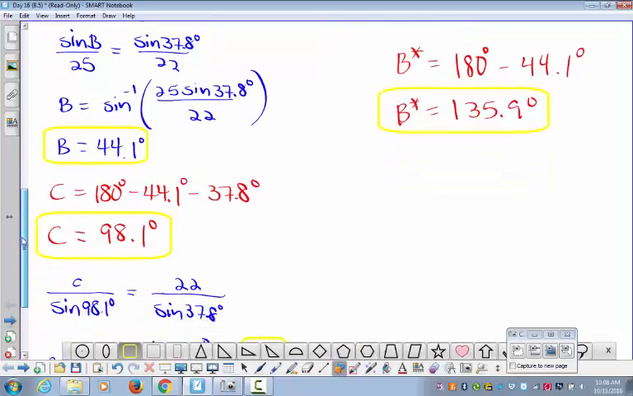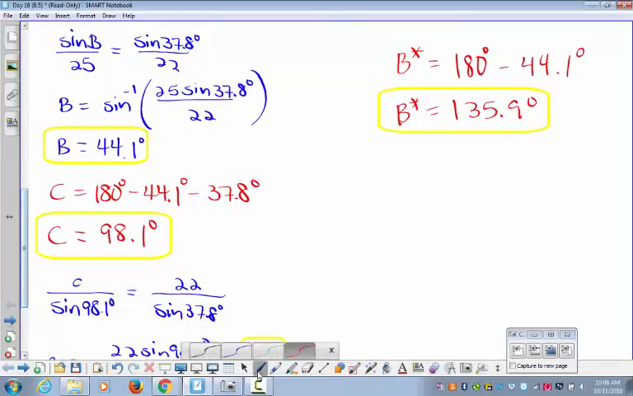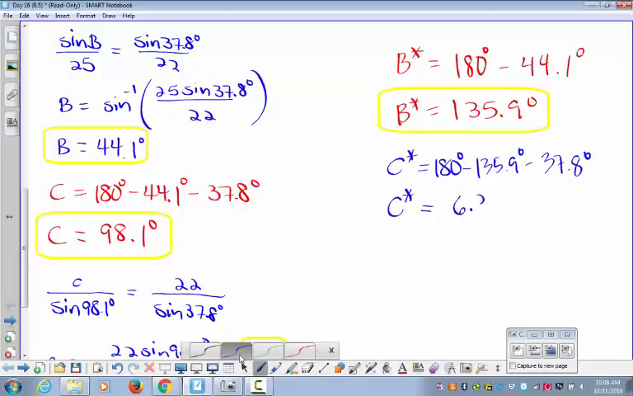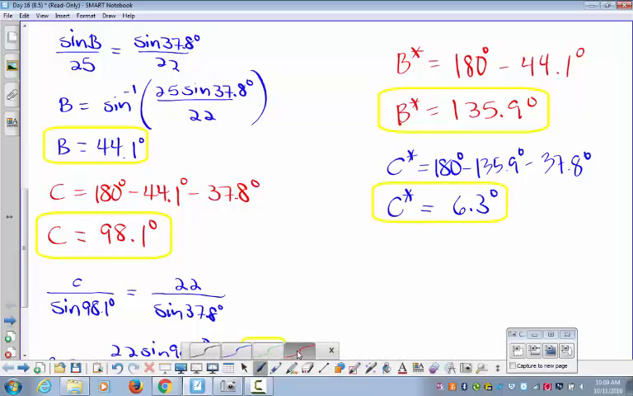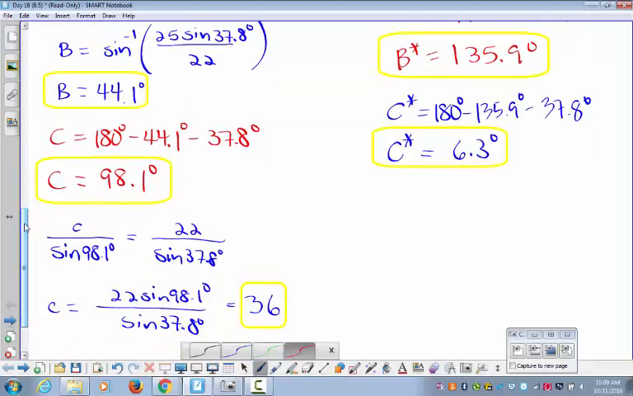And then we'll follow the same order, solve for angle C star. So angle C star will be 180 minus 135.9 minus 37.8. And when we type that in, what do we get? 6.3 degrees? What a little angle. That's a cute angle. A cute little angle. That's not obtuse.